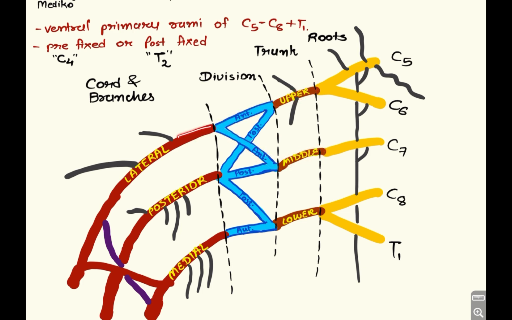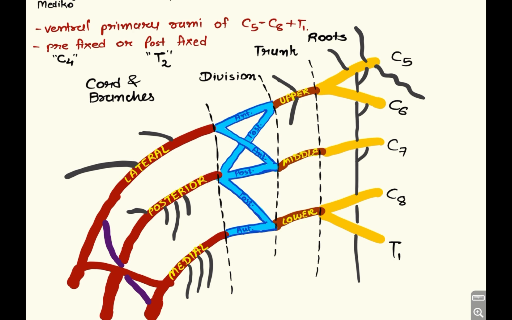So the lateral cord is formed by anterior divisions of the upper and middle trunk. And then we have the anterior division of the lower trunk. The anterior division of the lower trunk forms the medial cord. And lastly, the posterior cord is formed by the posterior divisions of all the trunks, right? The posterior divisions of the upper, middle and lower trunks form the posterior cord, okay? So this is the formation of divisions and cords.